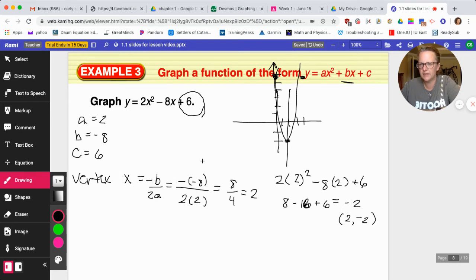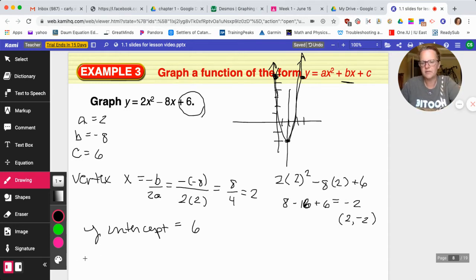Oof, that was bad. I do wish I had an undo. I'll have to find that later. So our y-intercept is 6. Everything is there.